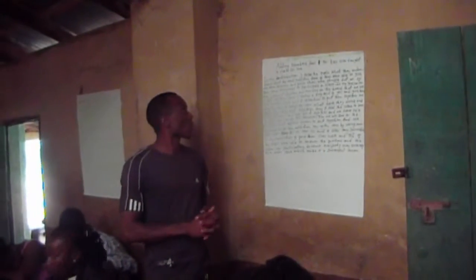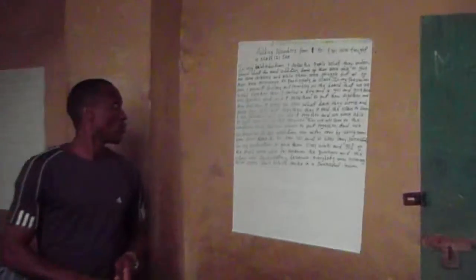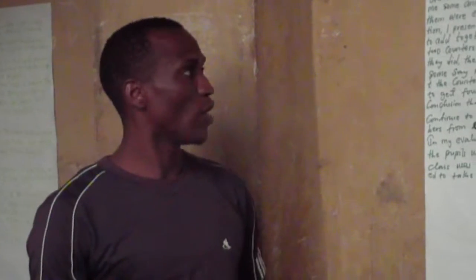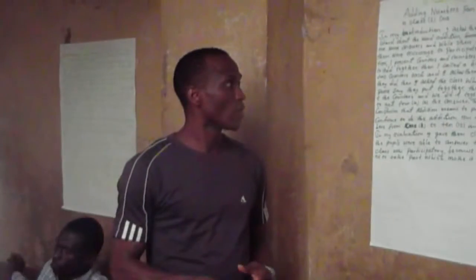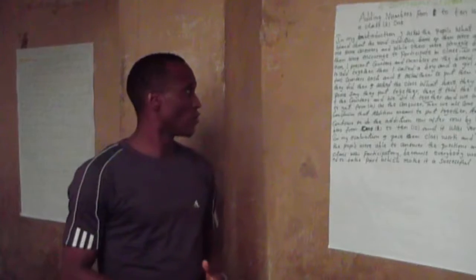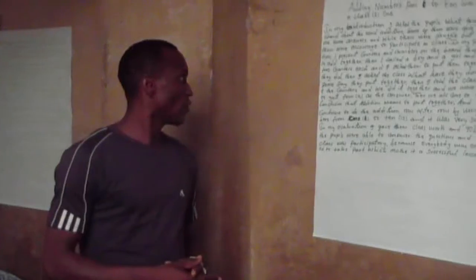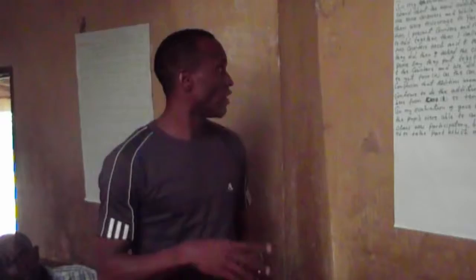In class 1, in my introduction, I asked the pupils what they understand about the word addition when I introduced addition to them. Some of them were able to give me some answers, while others struggled, but all of them were encouraged to participate in class. In my presentation, I present counters and numbers on the board that we are to add together. Then I call a boy and a girl and give them 2 counters each. And I asked them to put them together, and they did.